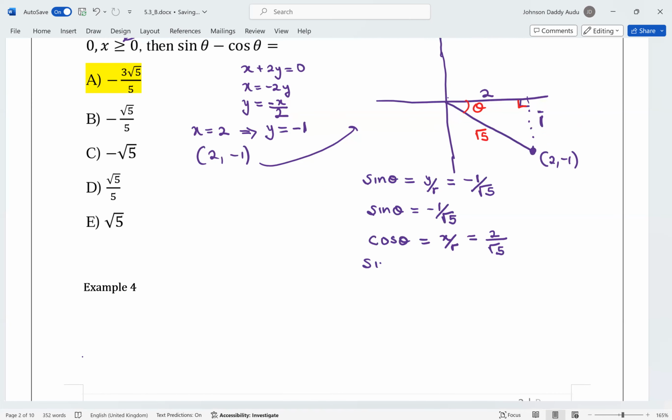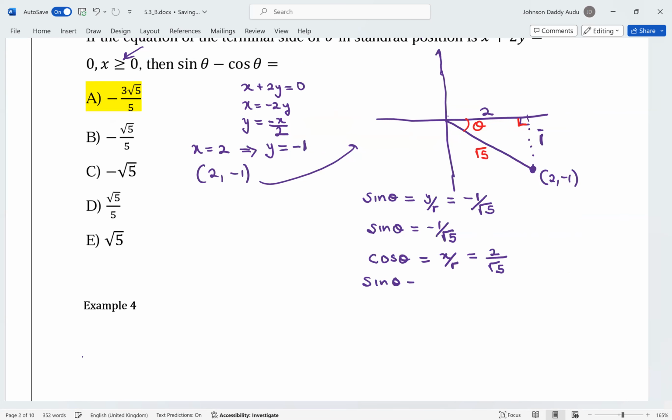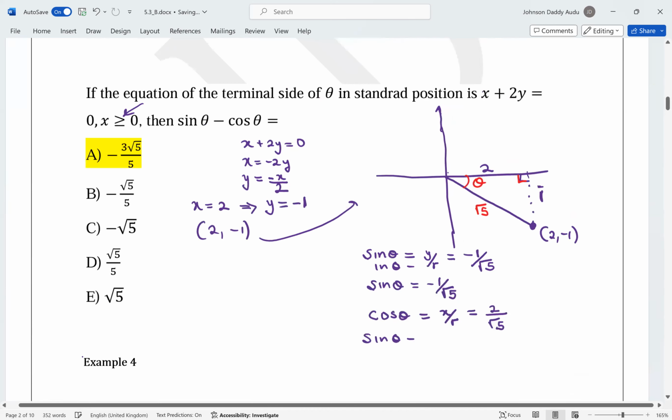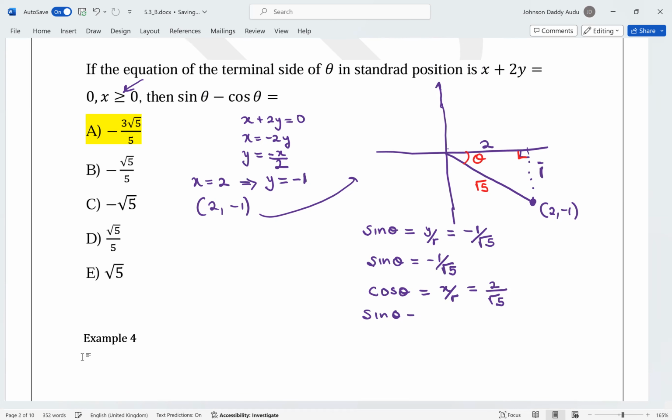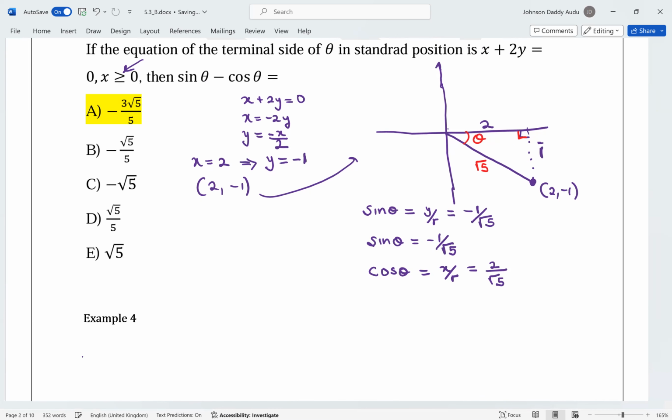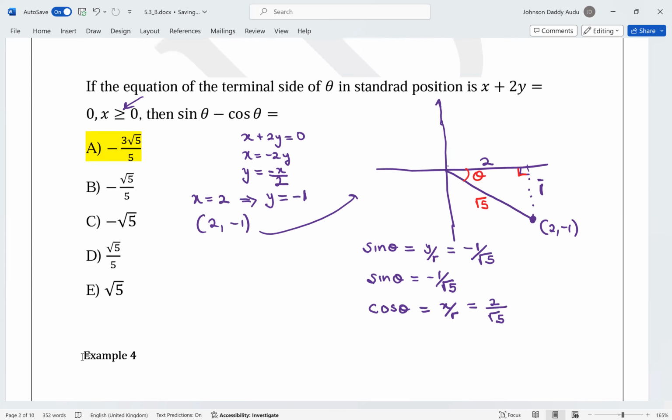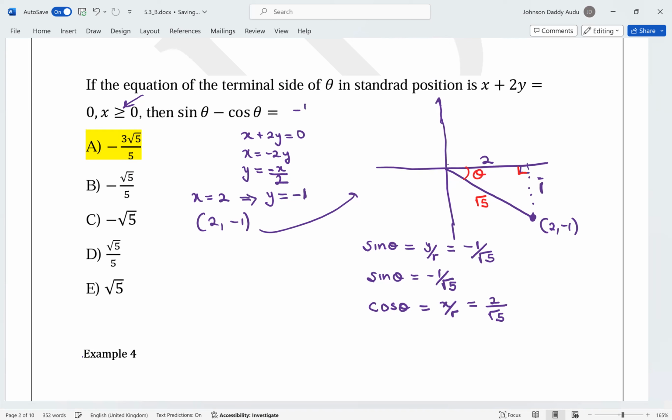So now if you want to find sine theta minus cosine theta, let's just go up. If you go up there, we can just finish this here. Sine theta is minus 1 over root of 5, then minus cos theta, which is 2 over root 5. And this will give us minus 3 over root 5, right? And if you rationalize this by root 5 over root 5, we will get minus 3 root 5 over 5.